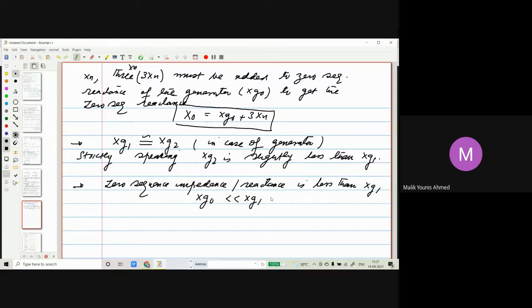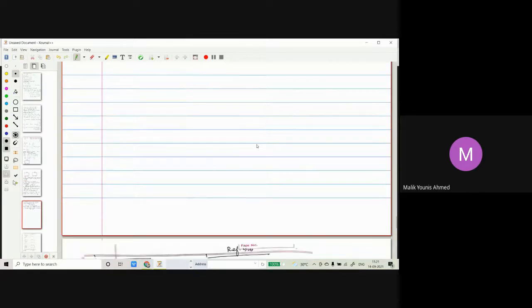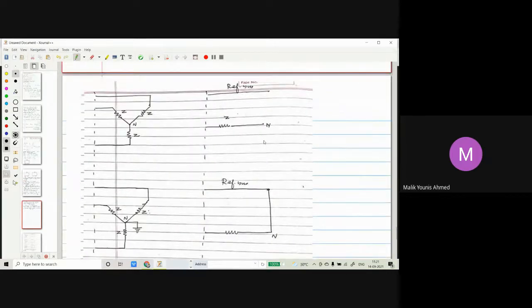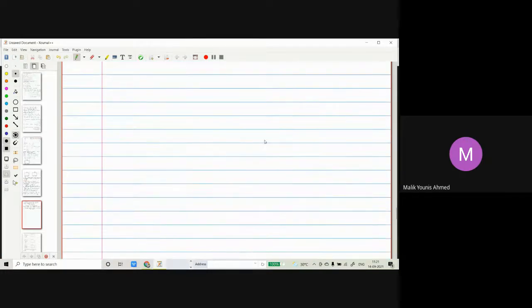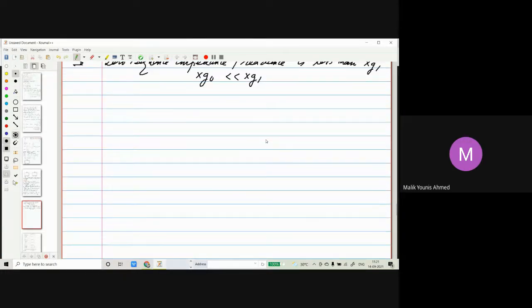Now, from these circuits, I am going to explain something. Now we know that zero sequence currents have the same magnitude and phase in all the phases of the system. That means all the three phases have the same phase and magnitude at any point. We have seen that zero sequence currents have the same magnitude and phase.